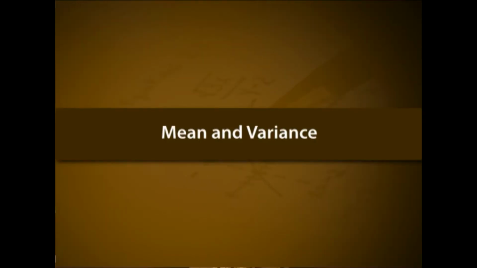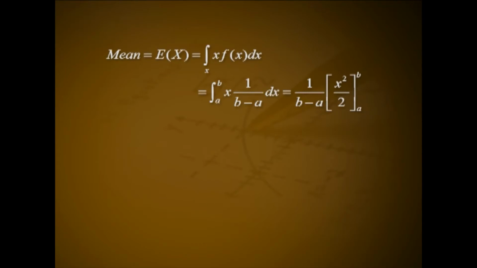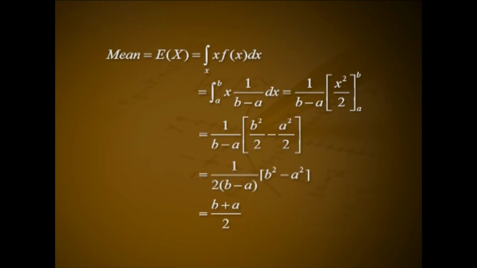Mean and variance. Mean equals expectation of x, that is equal to the integral of x times f(x) dx, that is the integral from a to b of x times 1 divided by (b − a) dx, that is 1 by (b − a) into x²/2 in the interval a to b, that is 1 by (b − a) into (b²/2 − a²/2), that is 1 by 2(b − a) into (b² − a²), that is (b + a) divided by 2.